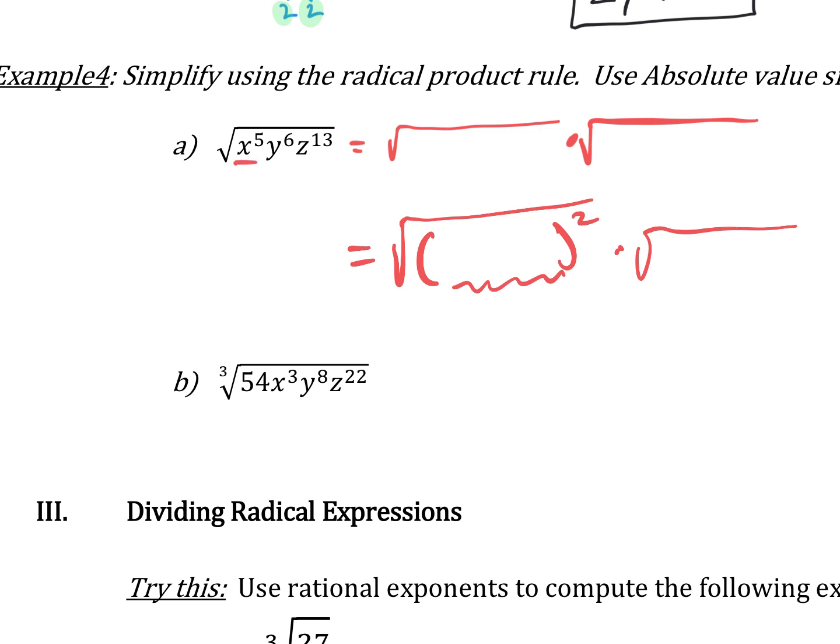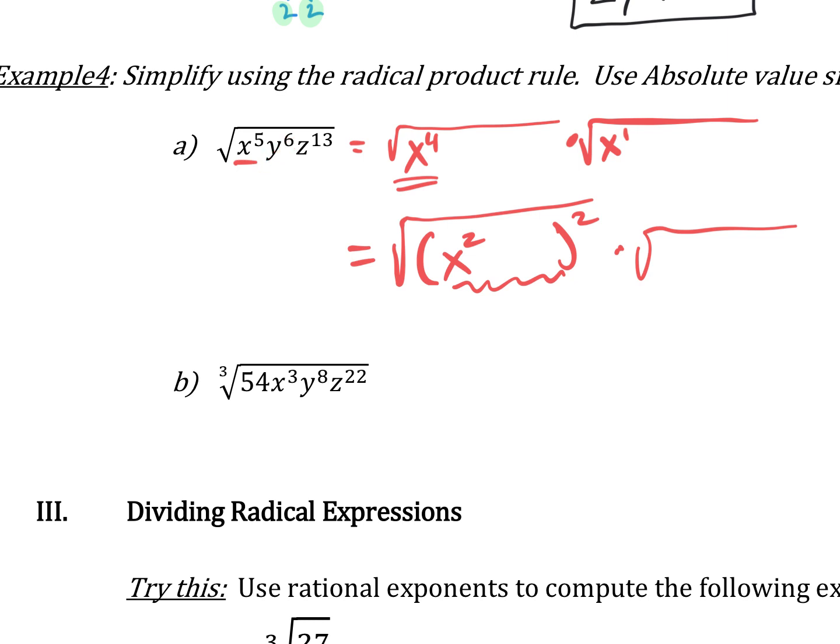When we have 5 x's, or x to the fifth, if we break this up into x to the fourth and x to the first, then x to the fourth can be written as x squared squared. Okay, x squared squared is x to the fourth. So we can simplify an even number of x's, an even power, because that can be written as x squared squared.